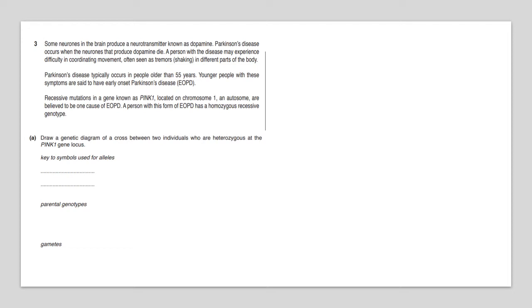Recessive mutations in a gene known as PINK1, located on chromosome 1, an autosome, are believed to be one cause of EOPD, so that's early onset Parkinson's disease. A person with this form of EOPD has a homozygous recessive genotype. Draw a genetic diagram of a cross between two individuals who are heterozygous at the PINK1 locus.